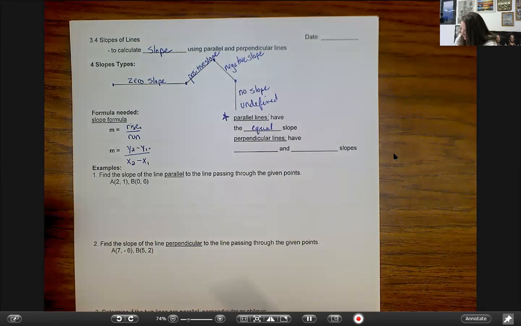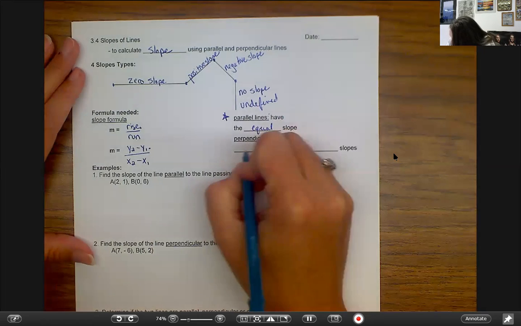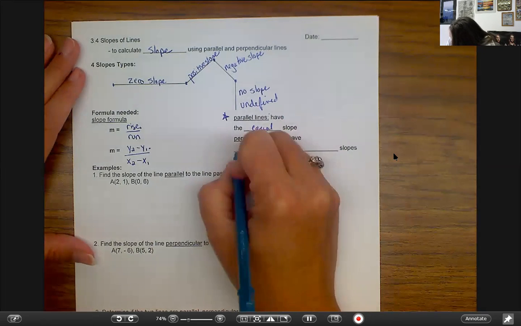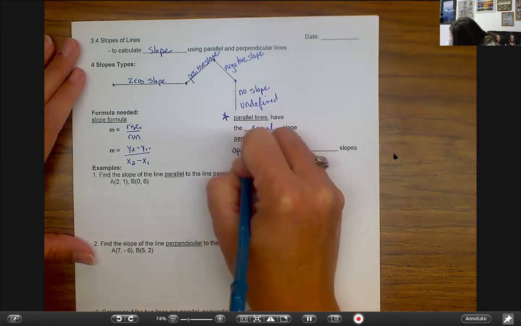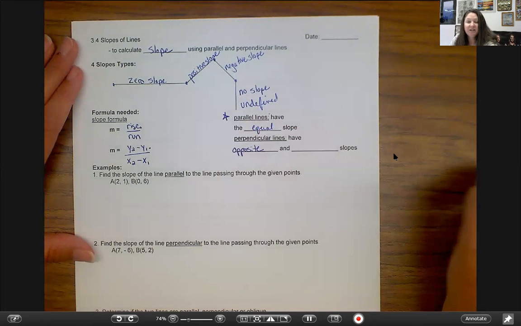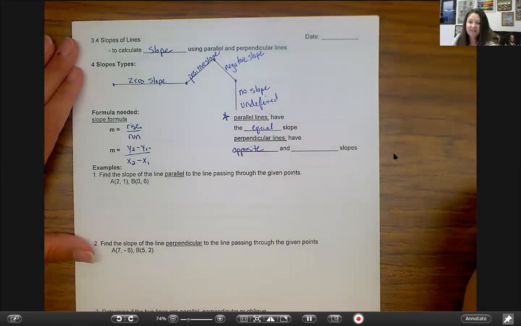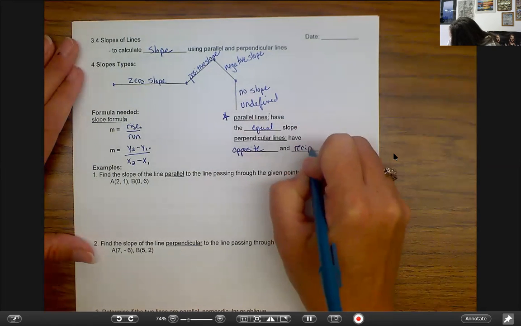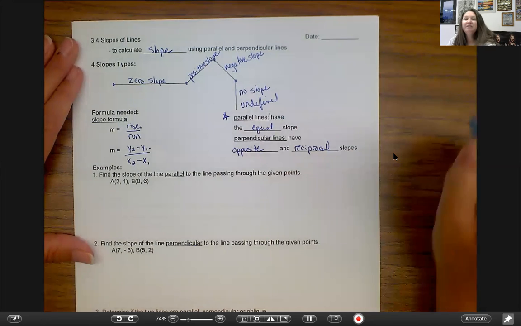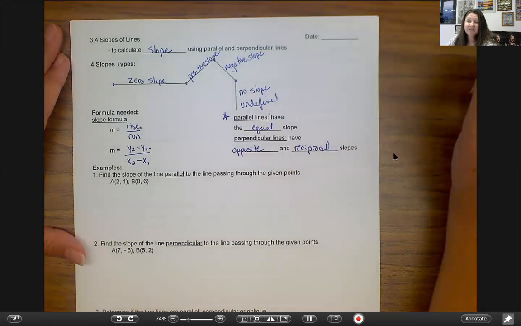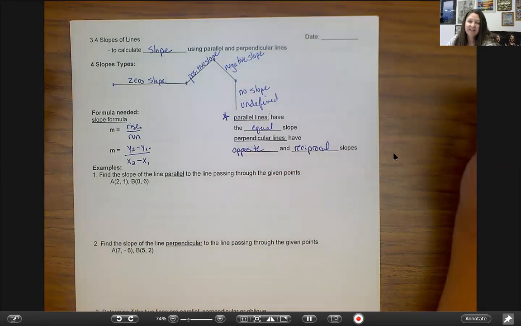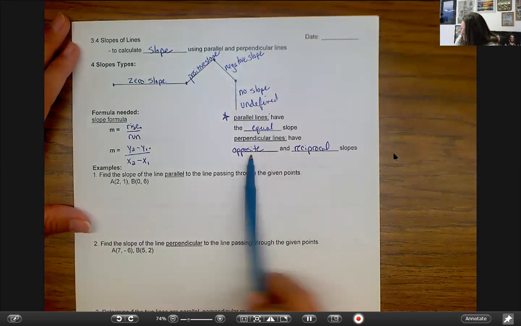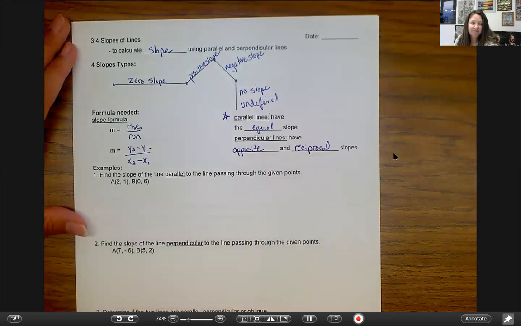To be able to do that, we are going to have lines that are opposite in sign, one being positive, one being negative, for instance, and reciprocal values on that rise over run so that they do actually cross at exactly 90 degrees. So perpendicular slopes will be opposite reciprocals.